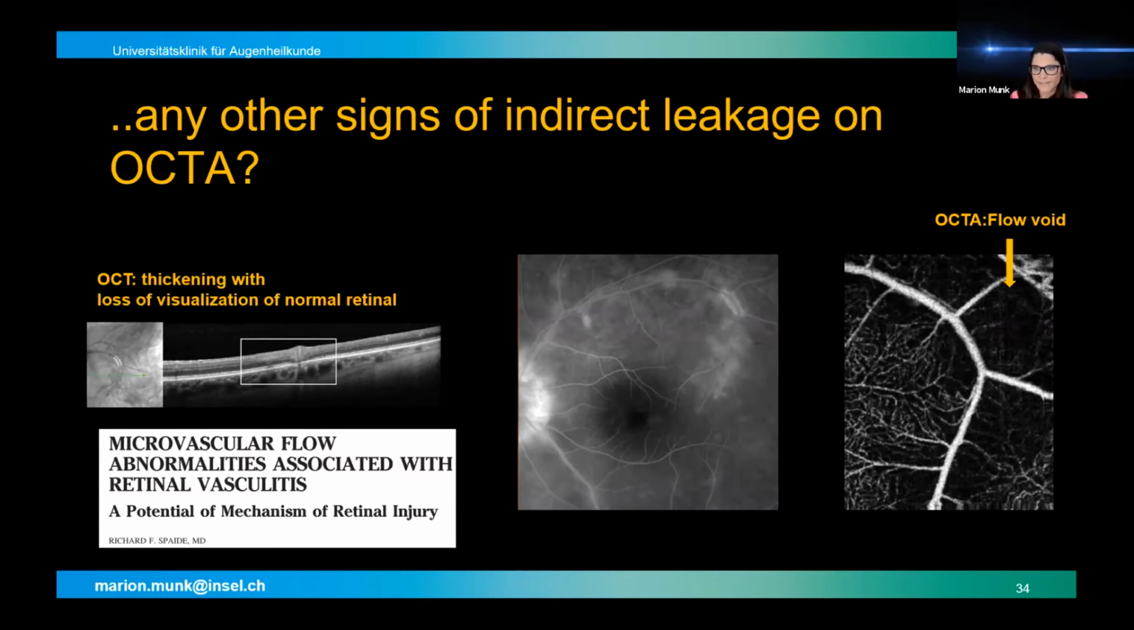In addition to this, when you assess the large arteries, you will always find flow void or an area of no flow surrounding the arteries. This is usual and this is normal, and this also allows you to differentiate an artery from a vein using OCTA.